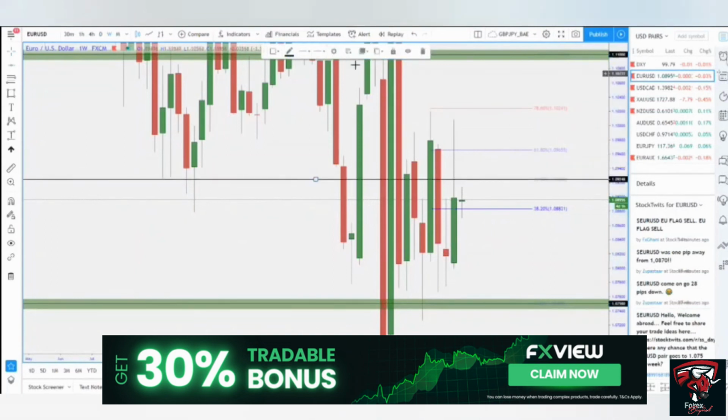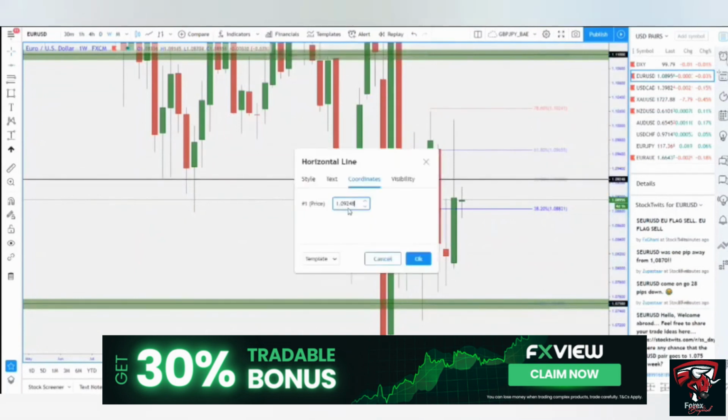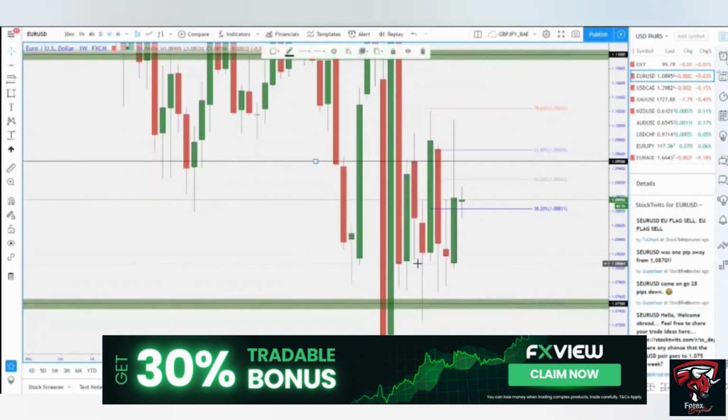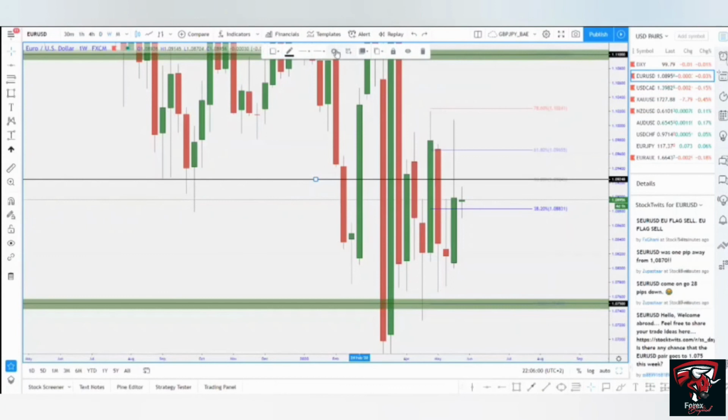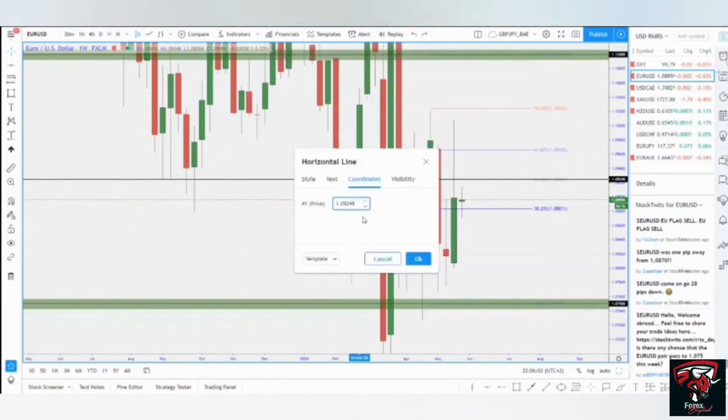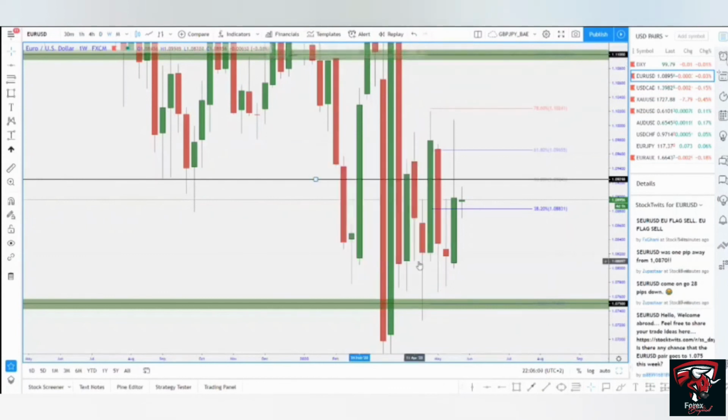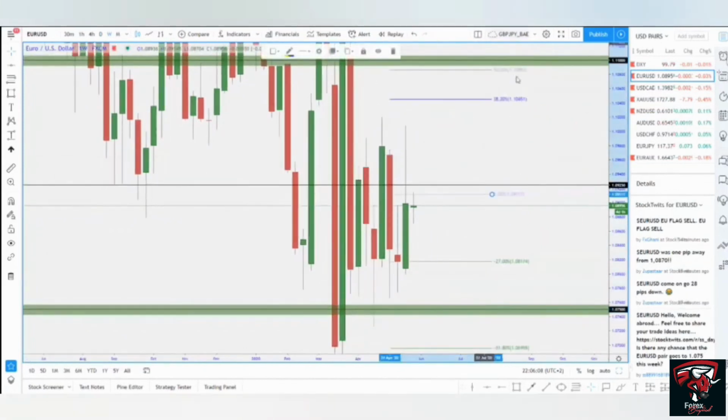So that is 1.09248. So I would rather just make it 1.095. Okay, that's too far. Let's maybe try again. So that's 25 actually. So that's 25. Beautiful. Lock. And then from there, you can do the same thing to the next level.